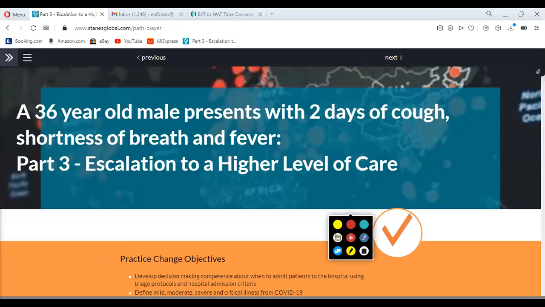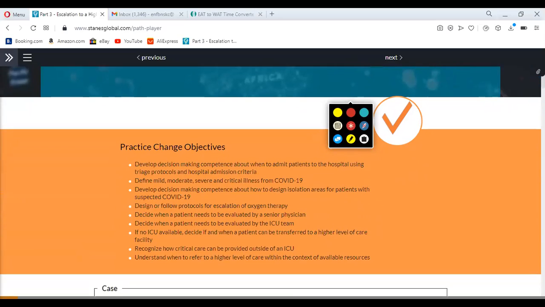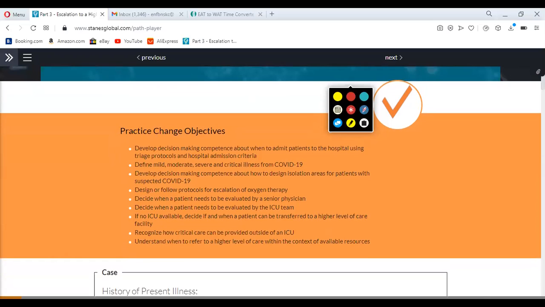And our practice change objectives will involve: we want to develop decision-making competence about when to admit patients to the hospital using the triage protocols and hospital admission criteria. And we should be able to define when we should say COVID-19 is mild, moderate, severe, and when it turns critical.